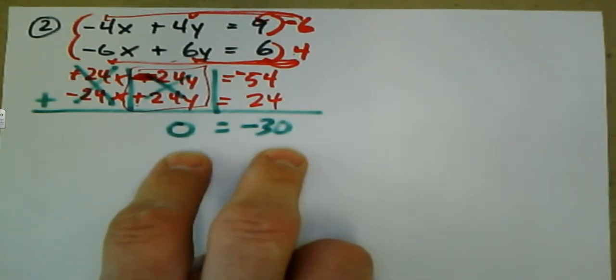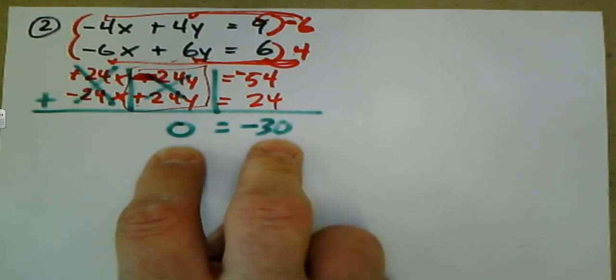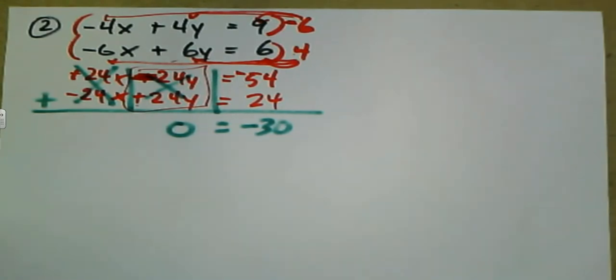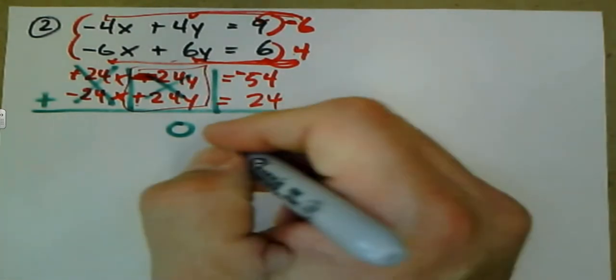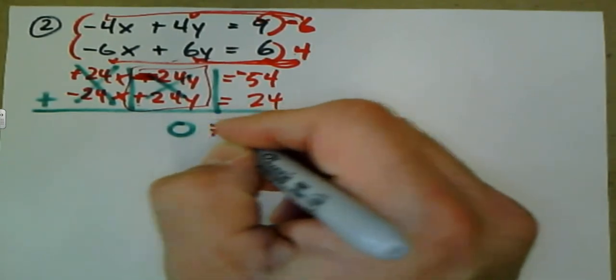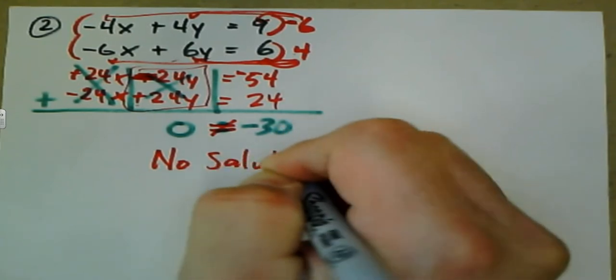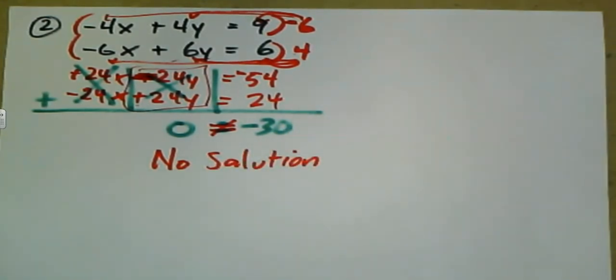What we're left with here is this true or is this not true? Does 0 equal negative 30? No, it does not. That is false. That is completely false. Therefore, there is no solution. No solution to this problem.